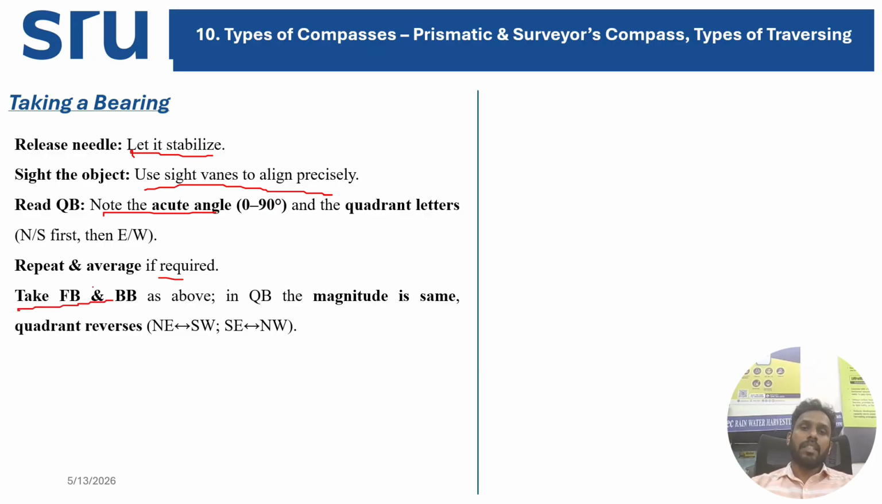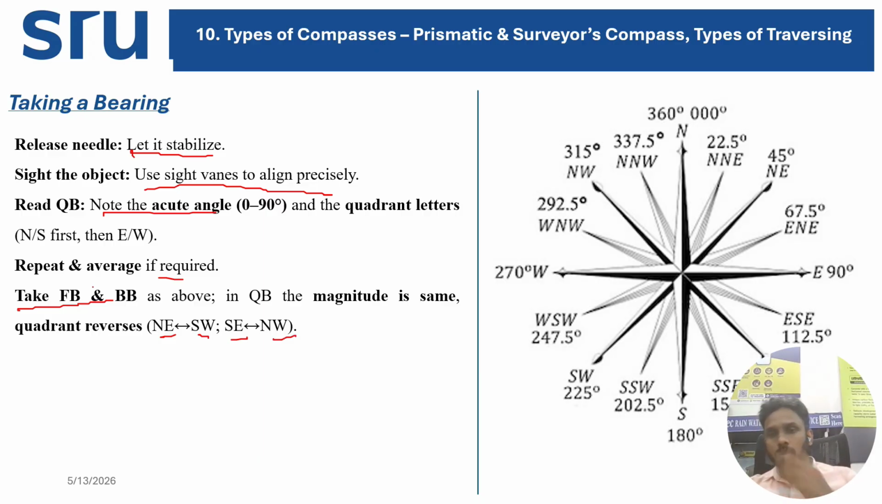So in a quadrantal bearing, the magnitude is the same and the quadrant is reversed: northeast and the opposite is southwest. If it is southeast, then the opposite is northwest. Okay. So there are 16 directions here. This is your north direction. This is your east. So 90 degrees towards your right side in a clockwise direction is east, 90 degrees.